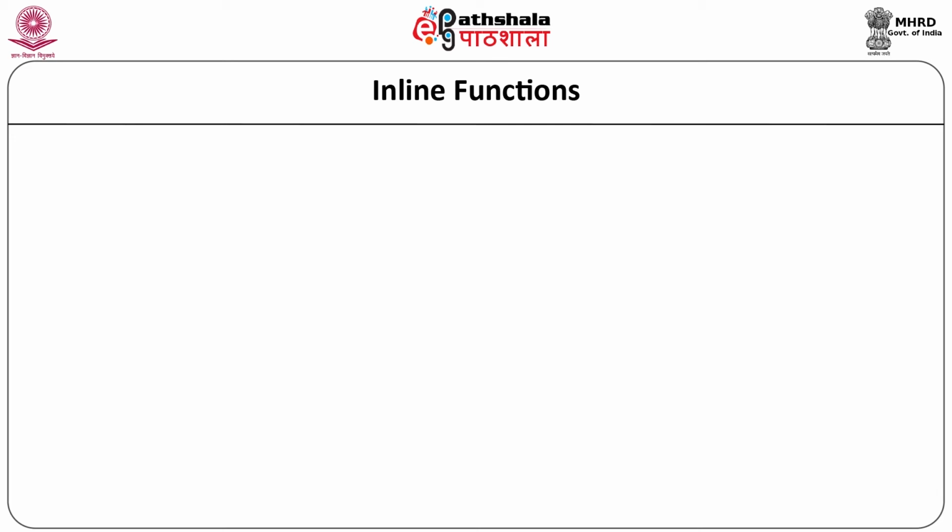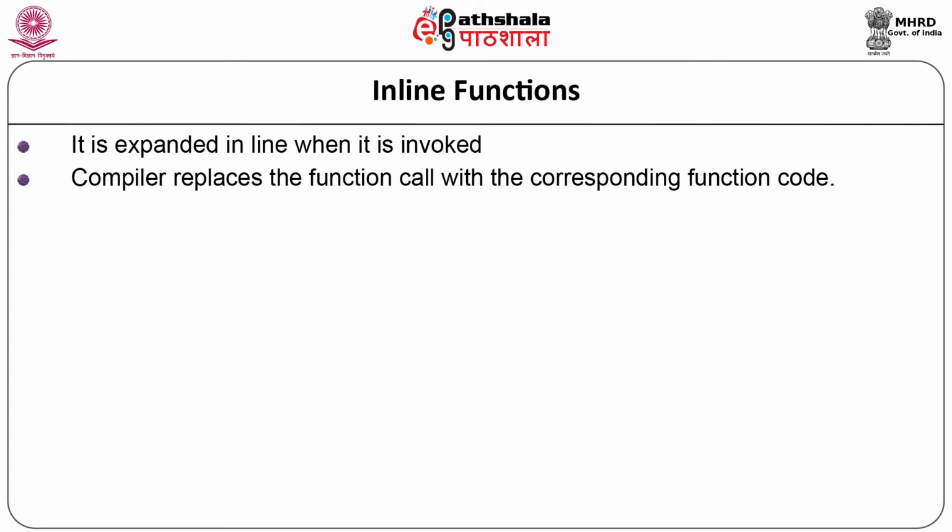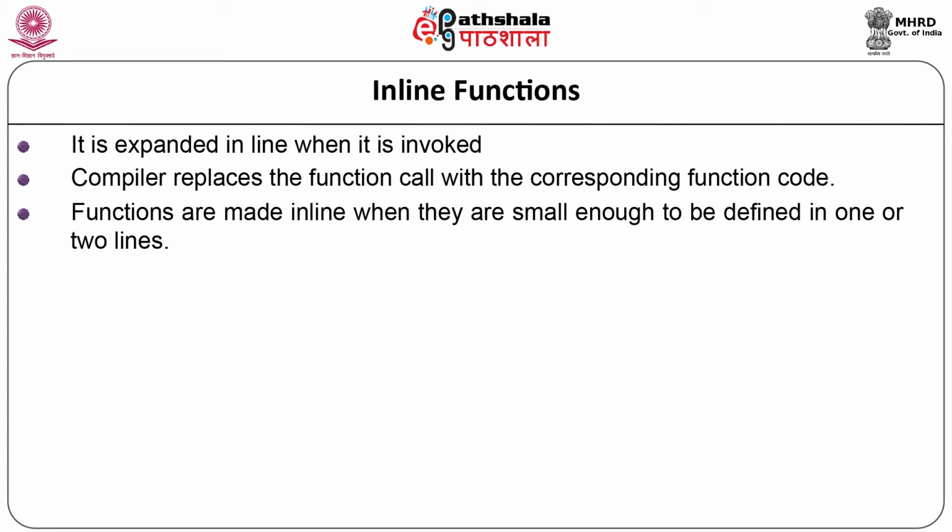One solution given by C is the use of the macro preprocessor feature, but the drawback is that they are not really functions, so error checking does not occur during compilation. But C++ overcomes this problem by introducing a new feature called the inline function. It eliminates the cost of calls to small functions. An inline function is a function that is expanded in line when it is invoked. The compiler replaces the function call with the corresponding function code. The functions are made inline when they are small enough to be defined in one or two lines.